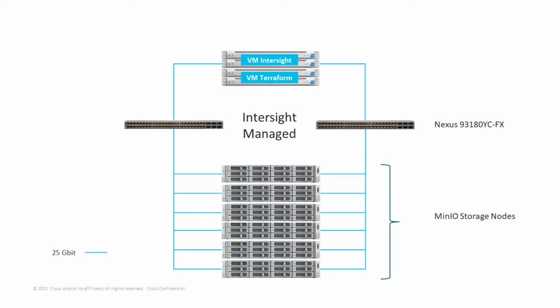Here's the environment we used for our day 2 operations project. We have a 6-node C240M5 cluster, which we used for MinIO. We have 2 Nexus switches, and we have an HX deployment where we configured a virtual machine for Intersight and a virtual machine for Terraform. Altogether, it's connected via 25 gigabit Ethernet.